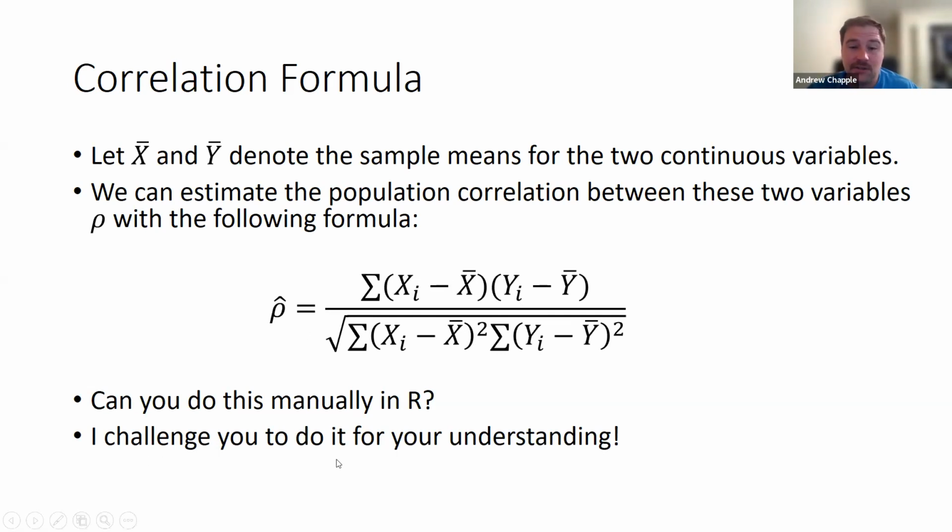I definitely challenge you to do this in R. You totally can do this. You have a vector X, you have a vector Y, you can take the means. You can subtract the means from the vectors, multiply them together and sum them. You can do the same thing on the bottom and square those values.